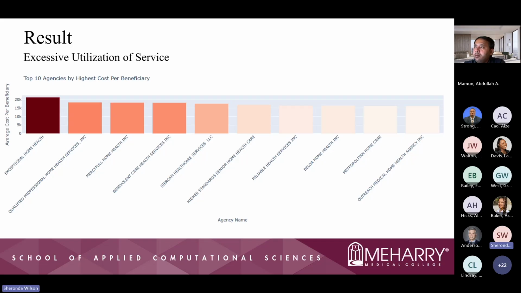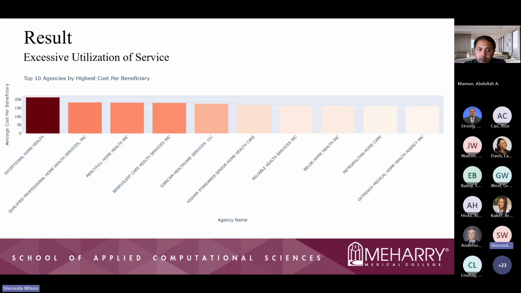So in this slide, I created a binary target variable to classify the facilities that were in the top 25% of Medicare payments, which represented the high cost facilities. So this table shows those 10 agencies that had the highest average cost per beneficiary. This gives us a quantitative measure of performance in terms of cost efficiency per individual served. And so when you look at this graph, the deeper the red color, the higher the cost, which means that these agencies have the highest average Medicare payments per user.